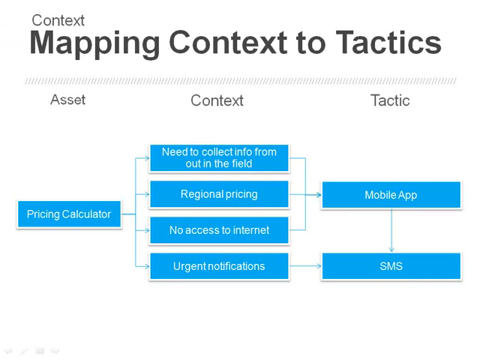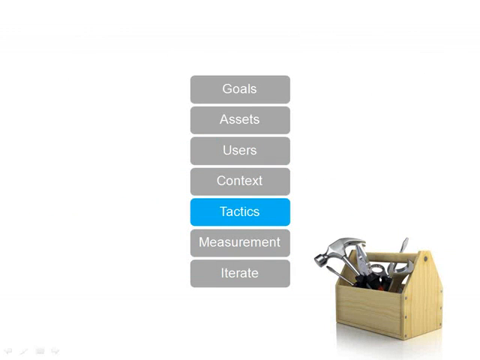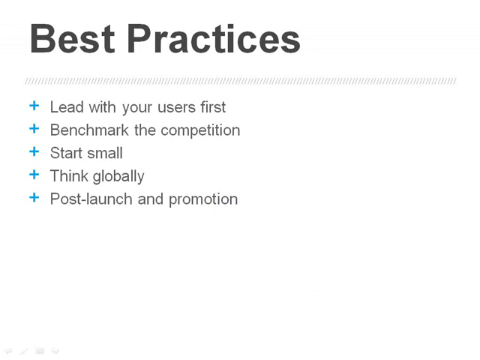User research helps us understand the context in which users are accessing those assets, and it leads us into what tactics we need to deploy in our mobile strategy to satisfy our users' needs. So in order to actually map context to tactics, we need to know a little bit more about what these tactics are and how they're relevant to the B2B space. And before we do that, there are a few best practices we should talk about.